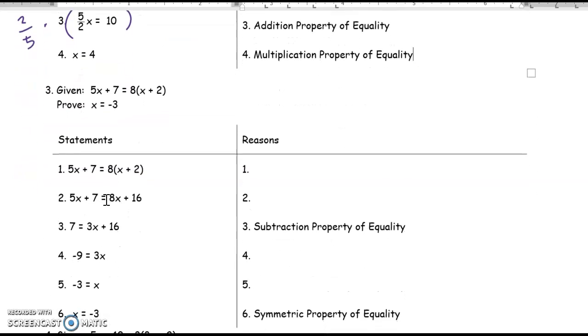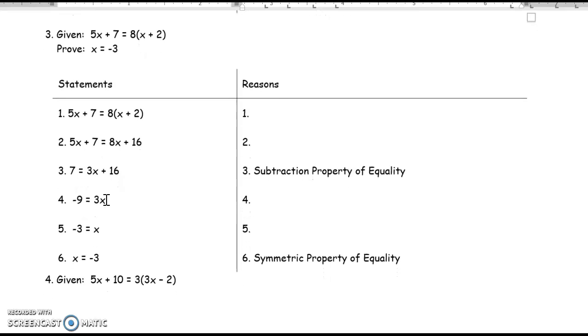Okay? Let's see if we can think about how we would do these next ones. We say 5x plus 7 equals 8 times x plus 2. And we start off with 5x plus 7 equals 8 times x plus 2. Well, what would go here? Again, that's our given. Okay? Now let's look at the next thing. 5x plus 7 stays the same. So this is the same. No change. This side, however, did change. You notice the 8 was multiplied. So this is the distributive property.